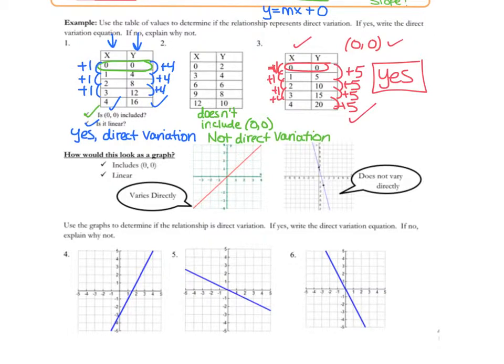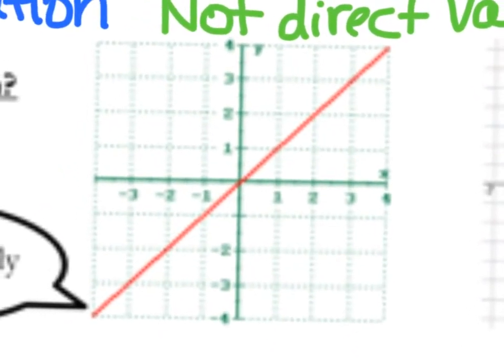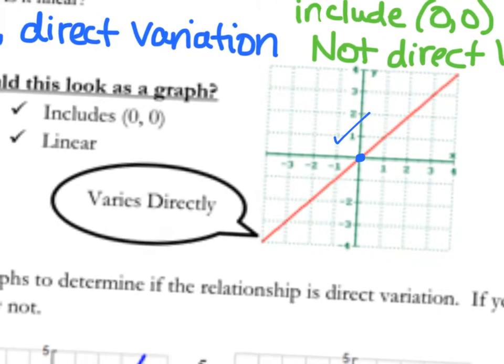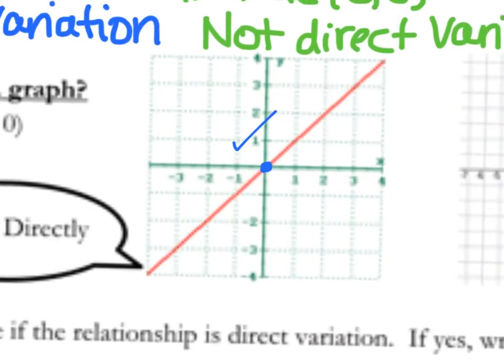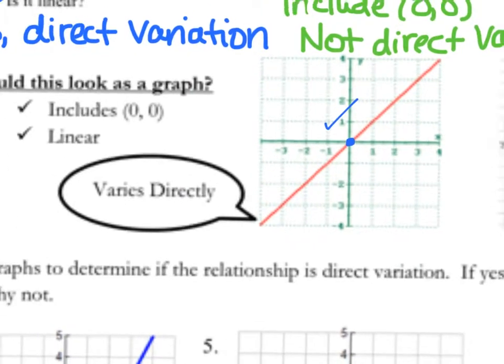Now we can do the same thing, but we can do it with a graph. So it's the same idea, you guys, and this one's even a little bit easier. Does it include 0, 0? We call that the origin, and it's very obvious to see whether or not a graph goes through the origin. Does it go through the point 0, 0? The answer for this one, yes. Second check, even easier, is it linear? Well, is it a straight line? The answer is yes. So it varies directly.